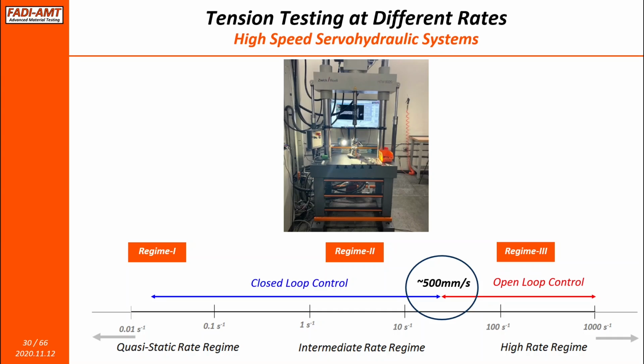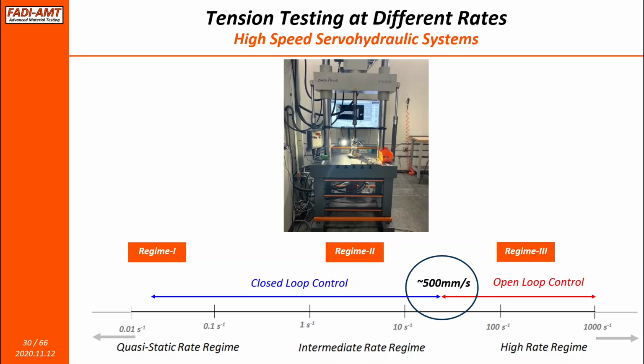At the bottom of this slide, you can see the overall range of strain rates that we try to cover, from quasi-static to intermediate to high rates. And for a high-speed servo-hydraulic system, especially a modern one, you should be able to cover the entire domain in basically two operational modes. The first one is closed loop control up to a certain speed or strain rate, and then you have to go to open loop control.